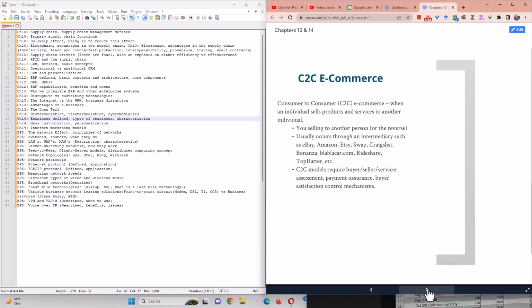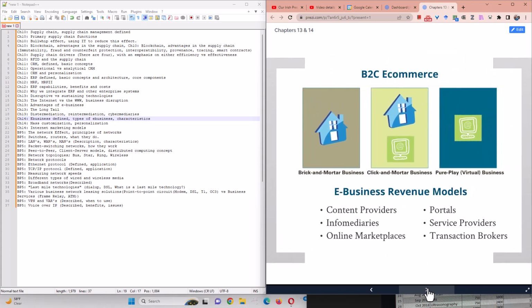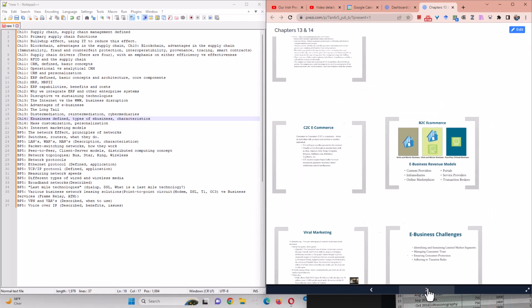Consumer to business and consumer to consumer. You've got different e-business revenue models, content providers, sites that are intermediaries, sites that are online marketplaces. Again, Amazon, Alibaba are examples of those. Portals such as the search engines and providers of service, some sort of service, whether it's a stock trading service or providing video content service, and then transaction brokers. So you should be familiar with these.